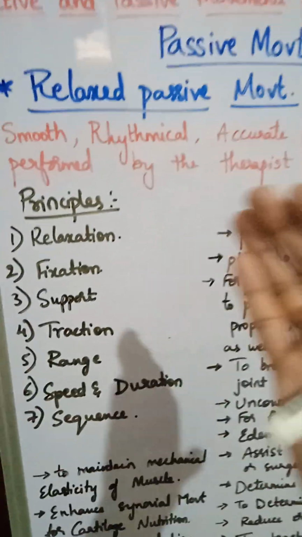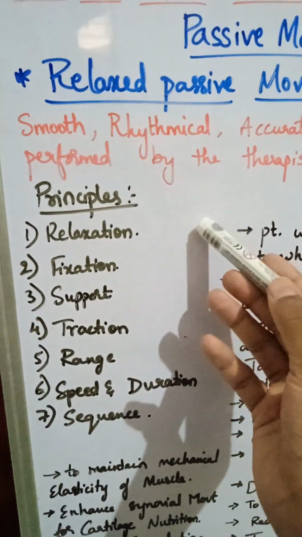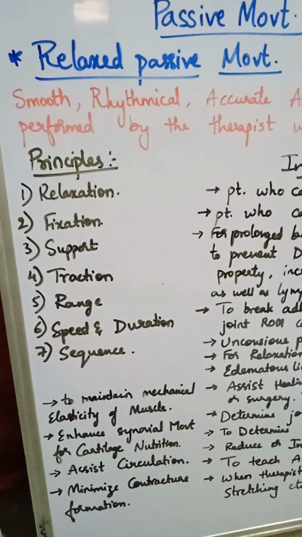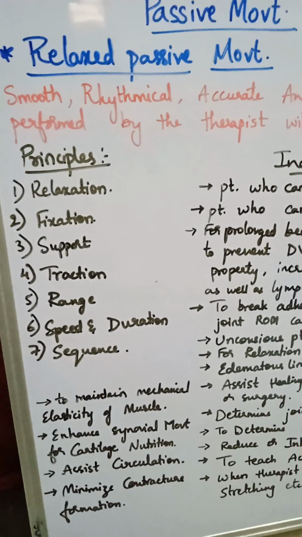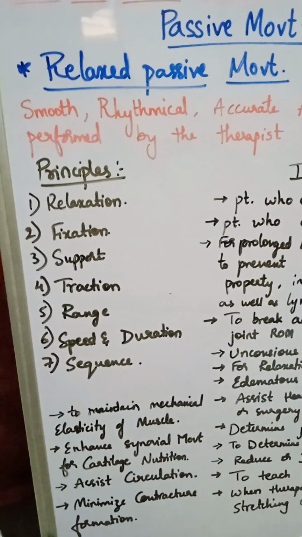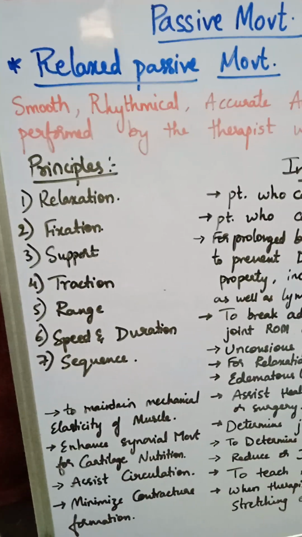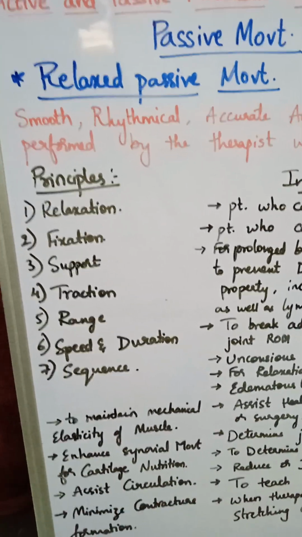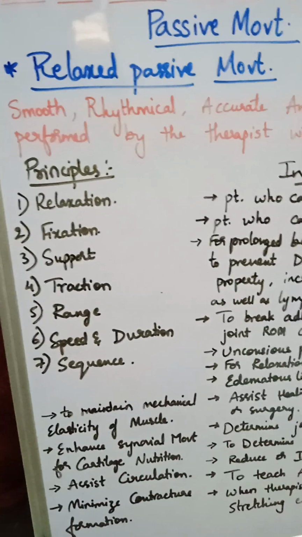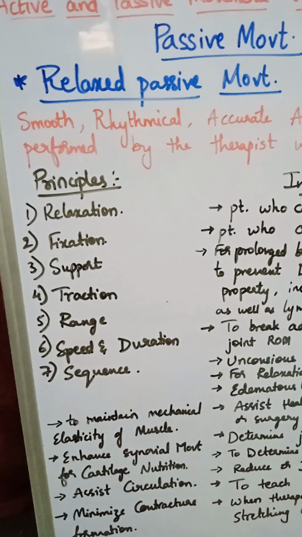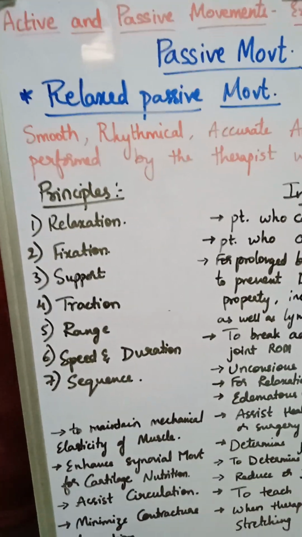Coming to the principles, the first one is relaxation. In relaxation, the patient should be in a relaxed position. He should not be in an inconvenient position. If he is in an inconvenient position, some tension will develop in the muscles, and this tension will not let the therapist perform the entire movement.